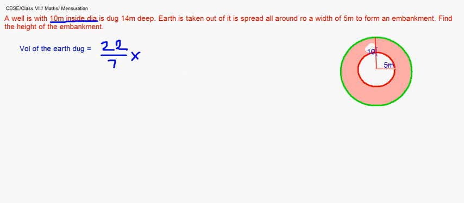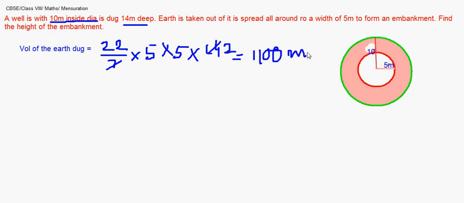So here the radius is 5, r square, h is 14 meter, the depth of that well which was dug. So this is 22 by 7 into 5 into 5 into 14. It is 1100 meter cube.